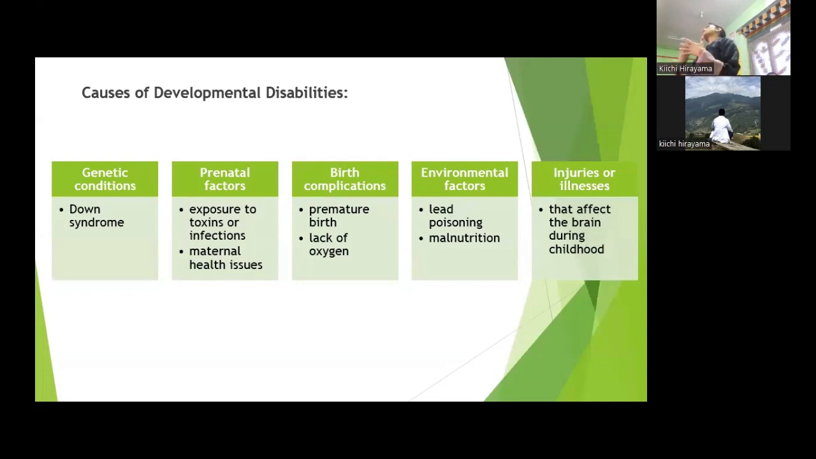The causes of developmental disability can be various. It can be a genetic condition like Down syndrome. It can be prenatal factors, like when a child is exposed to infection or maternal illness. It can be birth complications like premature birth, lack of oxygen, or breech presentation at delivery time. And environmental factors like lead poisoning, malnutrition, injuries, or illness during the early phase of life.